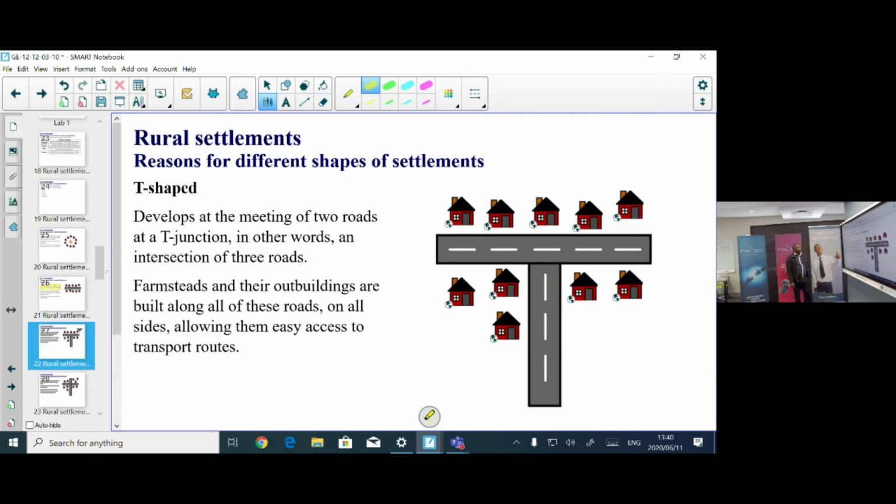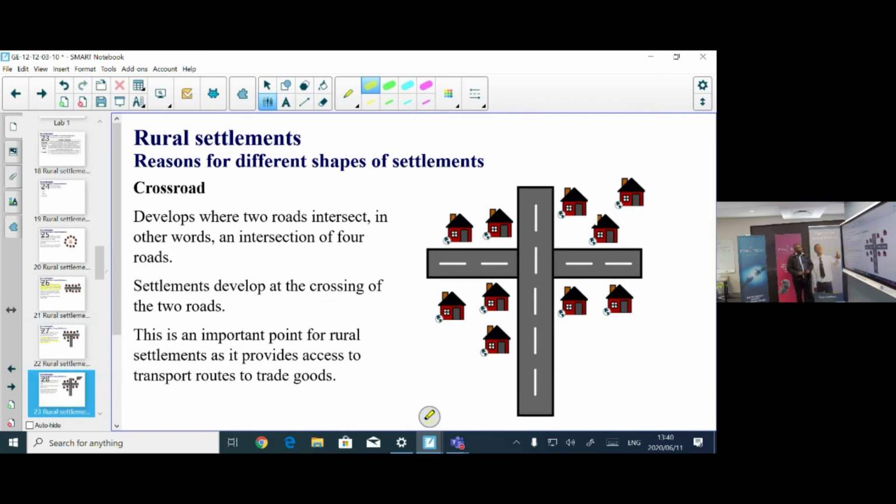The T-shaped develops at a meeting of 2 roads or a T-junction. In other words, an intersection of 3 roads. Farmsteads and their outbuildings are built along these roads on all sides, allowing easy access to transport routes. Crossroad, this develops where 2 roads intersect. In other words, an intersection of 4 roads. Settlements develop at the crossing of the 2 roads. This is an important point for rural settlements as it provides access to transport routes to trade goods.